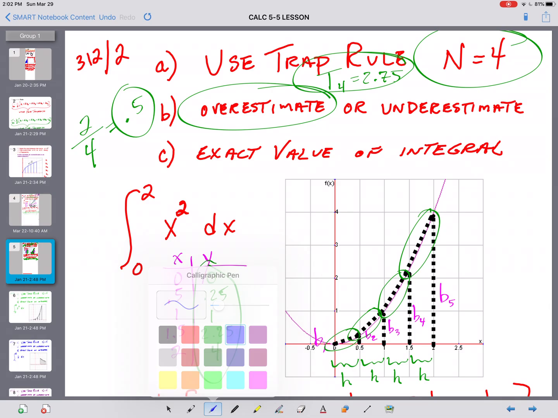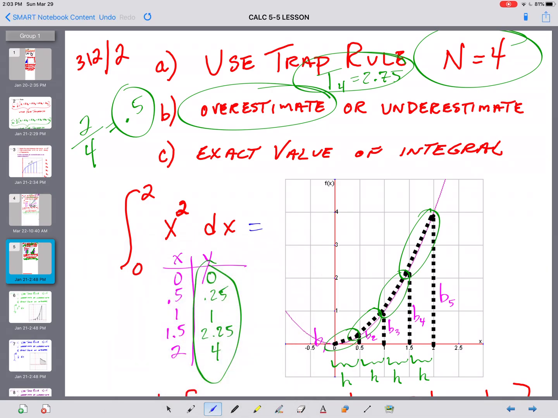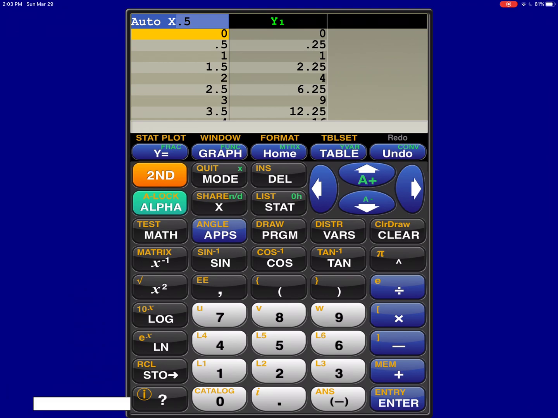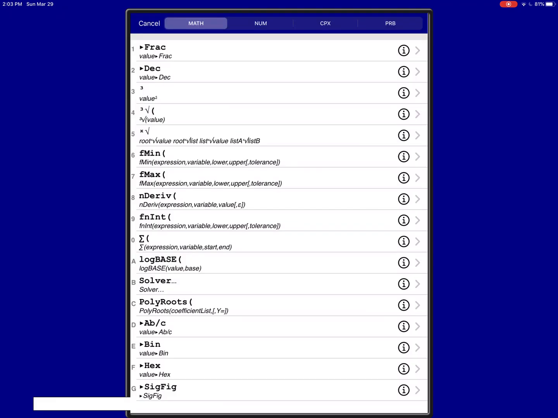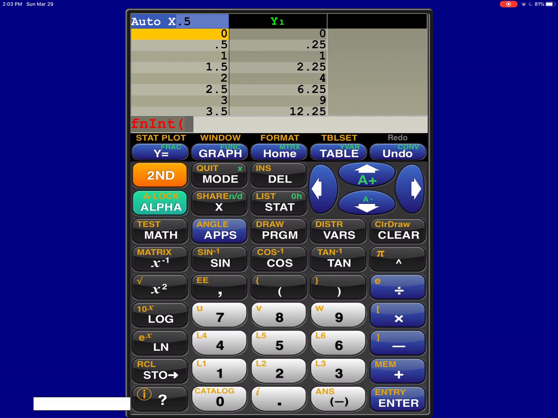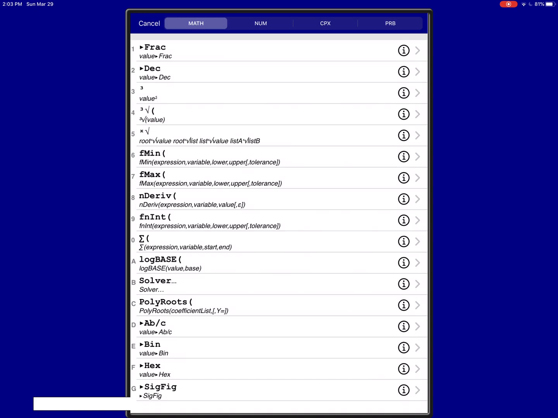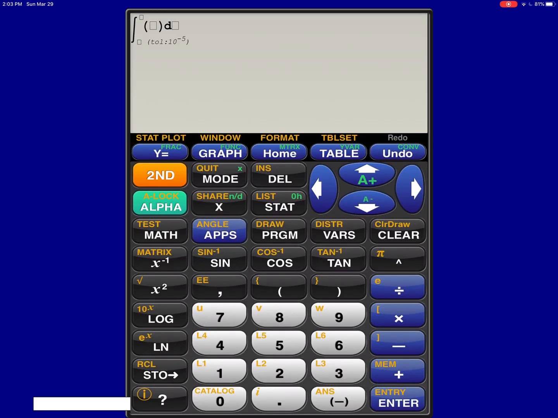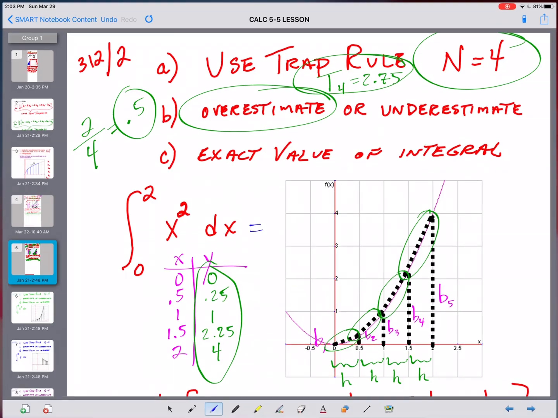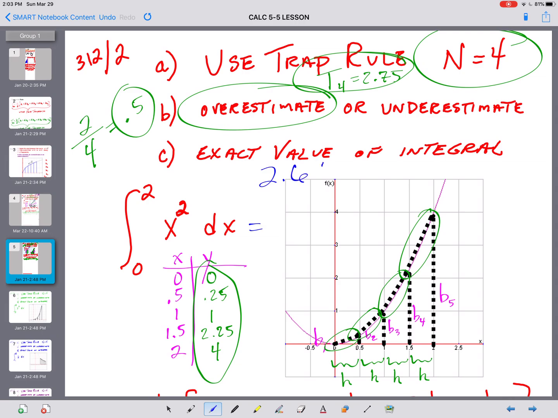Here we go. We'll do it in blue. Go to our calculator. X squared, 0 to 2. Go to math, number 9. Clear it out. Okay. Math, number 9. There we go. 0 to 2. The equation is x squared. The variable is x. There it is. 2.66. The exact is 2.66. Yes, our 2.75 is just a little overestimate.